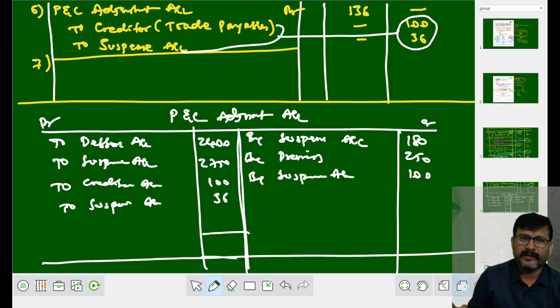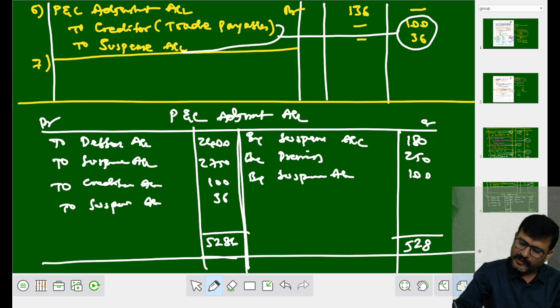I hope you are getting more on the credit side. The credit side total comes to rupees 5286. Use the calci and work out. How much difference are we getting? Subtract all these, 4756. It is to be transferred to which account?